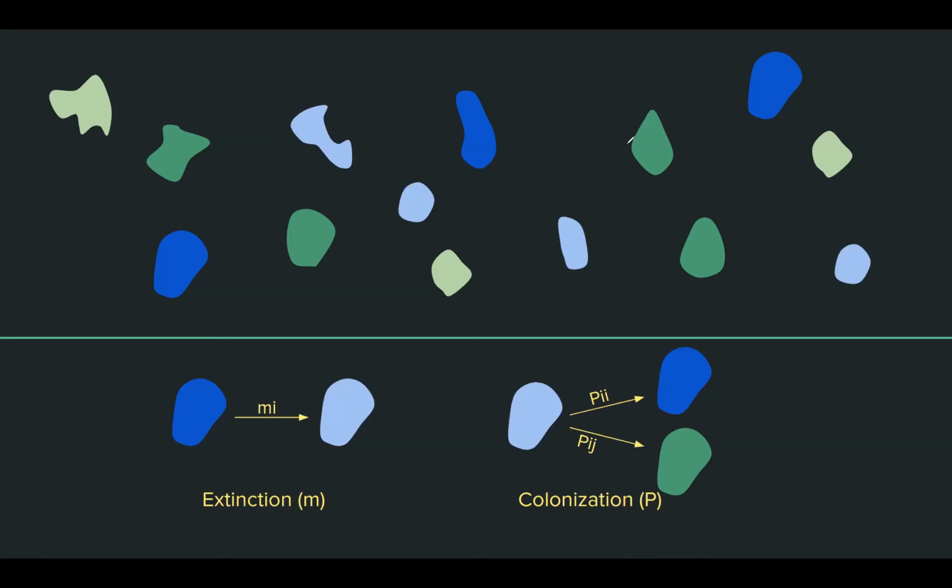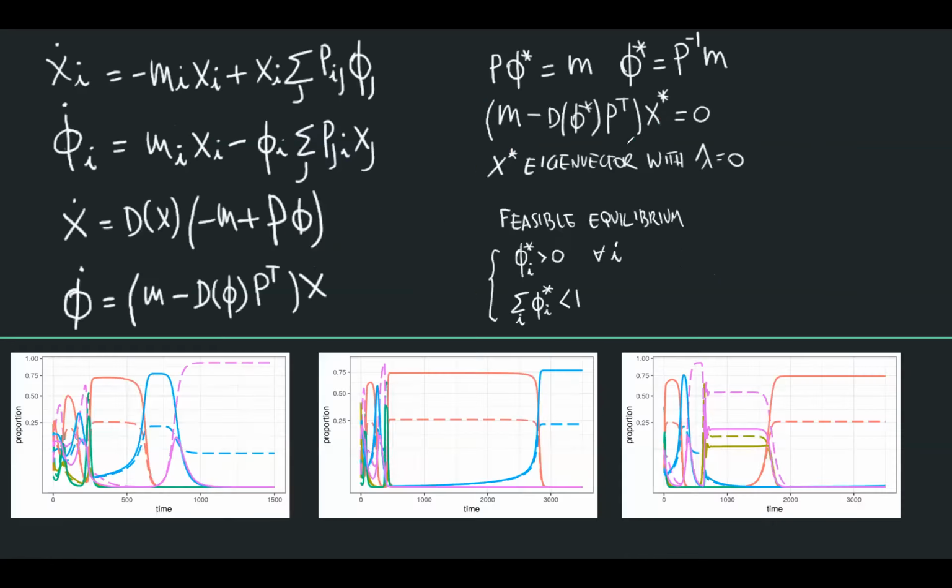Okay, so with this in mind, we can write the model. And the model looks like this. Let's start maybe from the top left. We have Xi, the proportion of patches occupied by species i, and these patches become empty with a rate Mi. Then each Xi can try to colonize empty patches of type j with a certain rate Pij, and I'm summing over all the possible ways to turn a patch that used to be empty into a filled patch by species i.